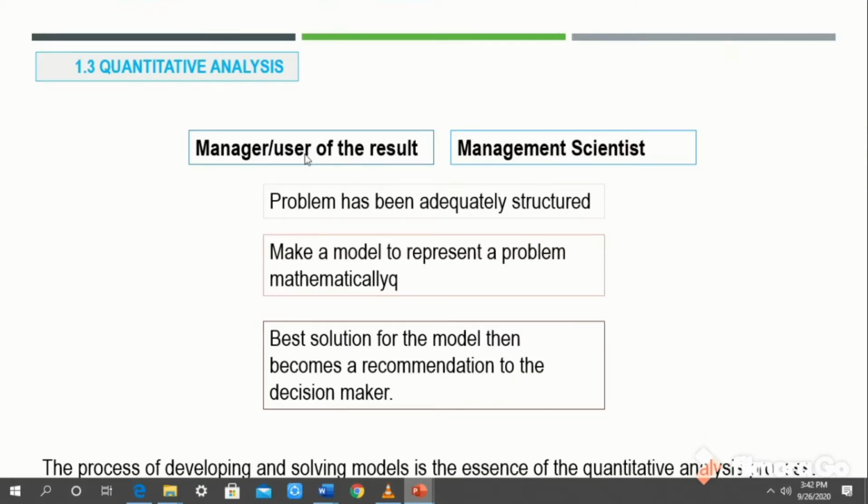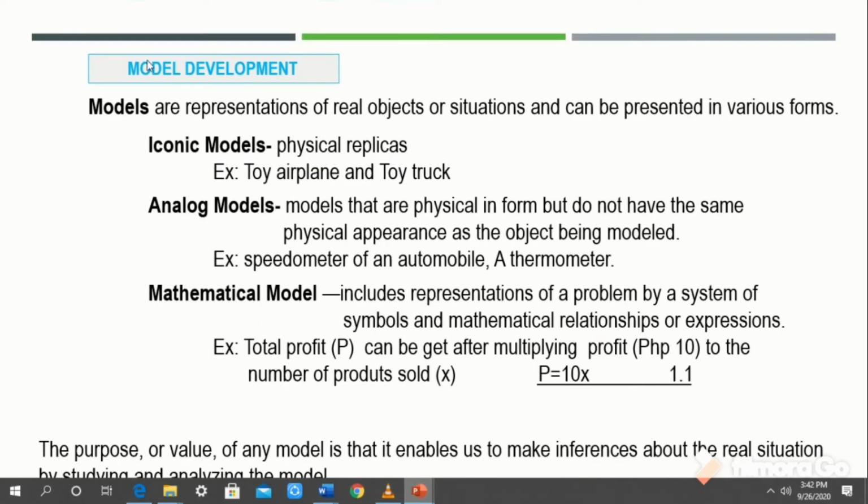So if the manager or the user of the result and the management scientist work together, and they already know the problem since the beginning and the problem has been adequately structured, they can make a model to represent the problem mathematically and then provide the best solution for the model, which then becomes a recommendation to the decision maker. Now, the process of developing and solving models is the essence of the quantitative analysis process. Now, let's go to the model development.